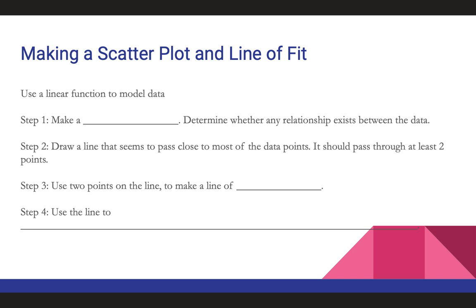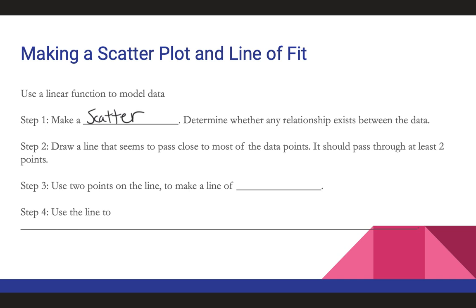So how can we do the scatter plot and line of fit? We are going to use this linear function to model data. Step 1 is to actually make a scatter plot, and it's really easy. You are just graphing a set of points on the coordinate plane. They're going to be throughout, and there's no real art to it. It is just graphing x and y values on your coordinate plane. Then, once we do that, we determine whether any relationship exists between the data, and we will be able to see that in our graph today. From there, we can make a line of fit.